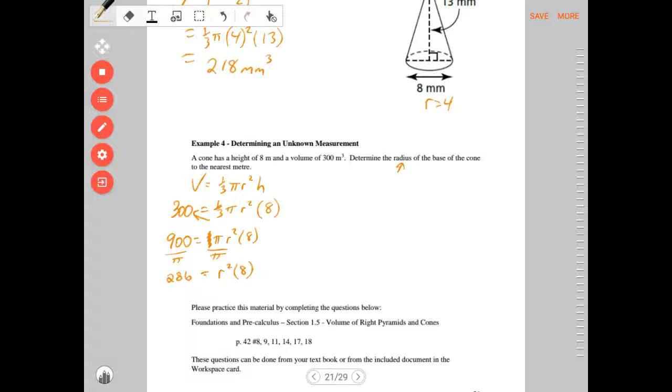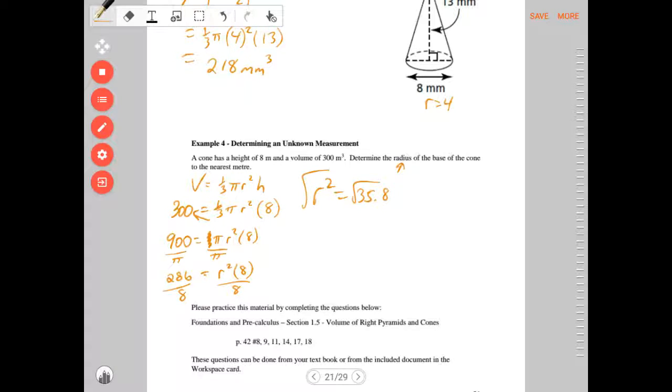What is the 8 doing to the r squared? Well, it's timesing, so the opposite of times is divide. So I take my 286. Remember, we use all the digits on our calculators. So we divide by 8, and then I get r squared equals 35.8. Remember, I used all my digits, so that's how I got that.